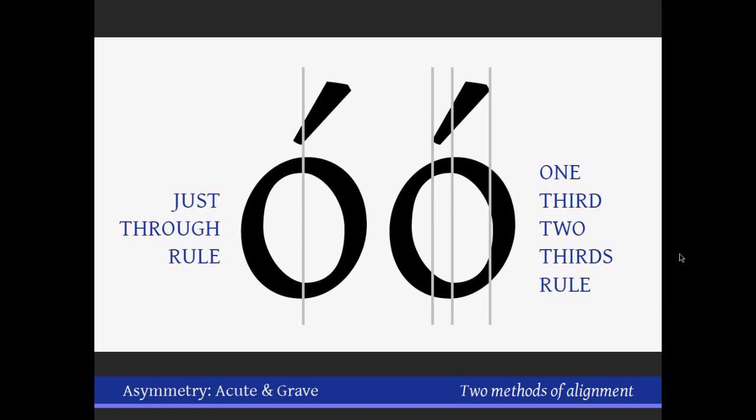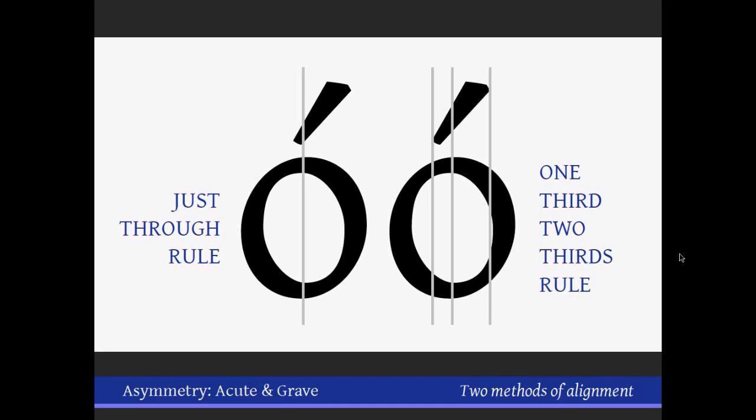The first, the just through rule, says you take the acute or grave going the other way and push it just through the center, just slightly over the center. This seems to be preferred by French designers. That's just the cultural preference. There's also the 1/3, 2/3 rule, and this is one that was used at Monotype and Linotype, which says you take the lower 1/3, stick it through, and leave the other 2/3 on the other side. The results can be very different, but this is, again, truly visual.